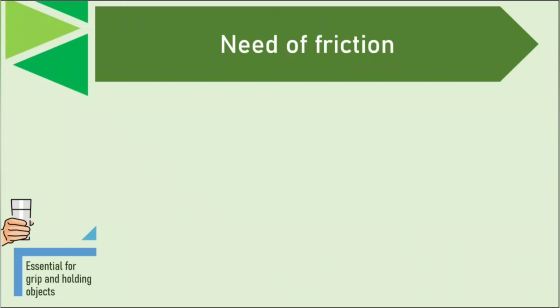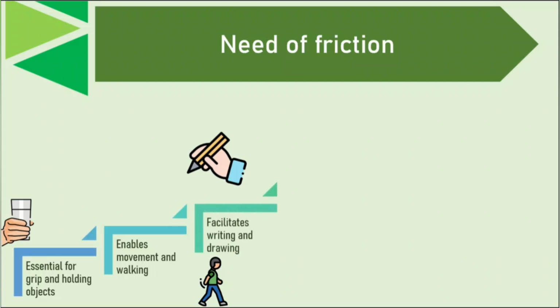To summarize, it is essential for grip and holding objects. It enables movement and walking, facilitates writing and drawing, aids in starting, stopping, and controlling motion. That is, if you just stop the force on any vehicle moving on the road, the friction will automatically bring it to stop. Also, if you want to make the stopping process faster, you can also use brakes.